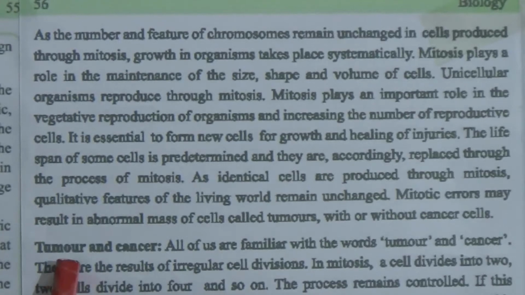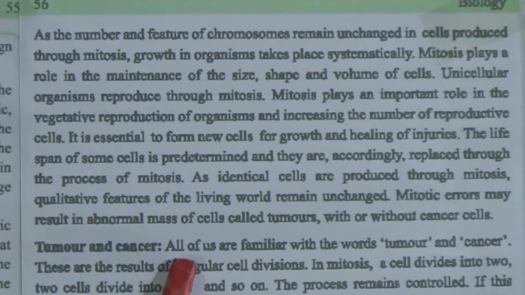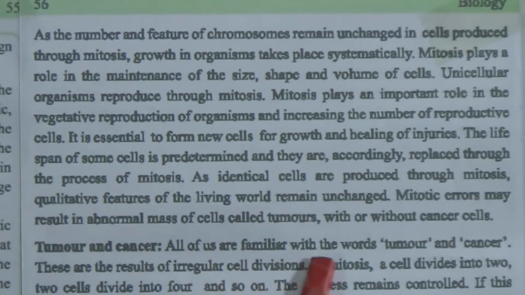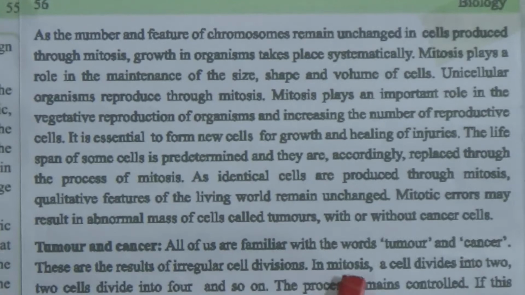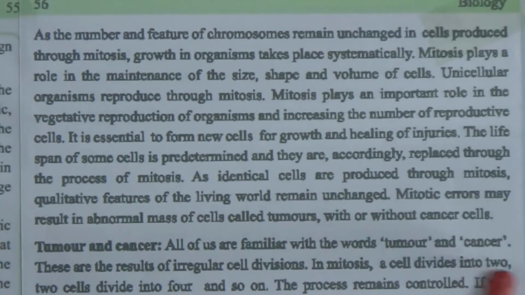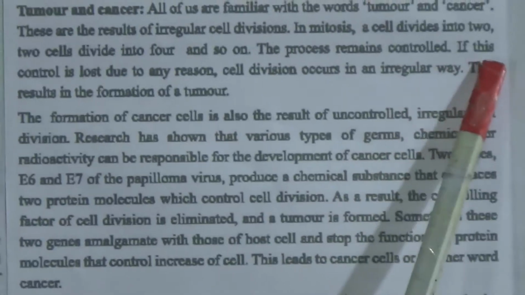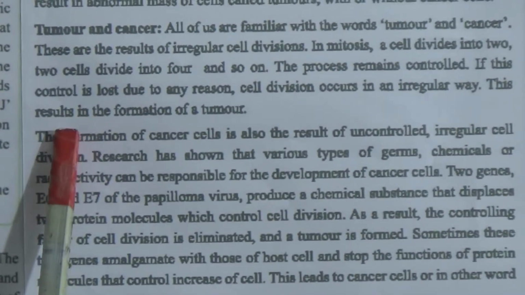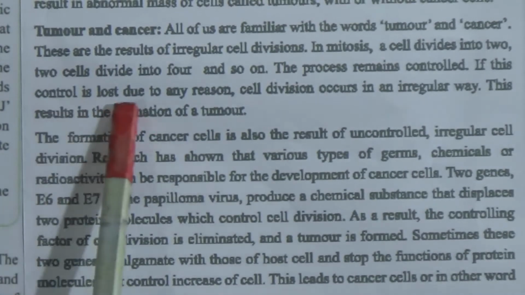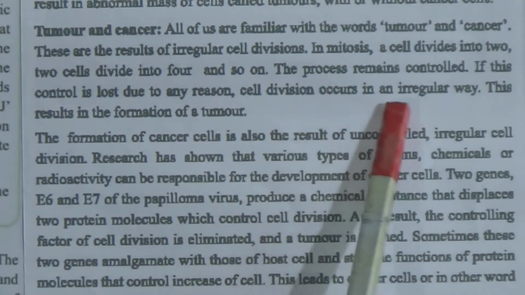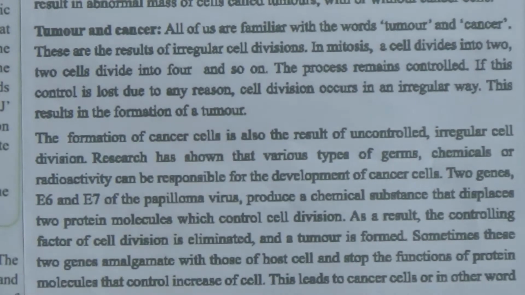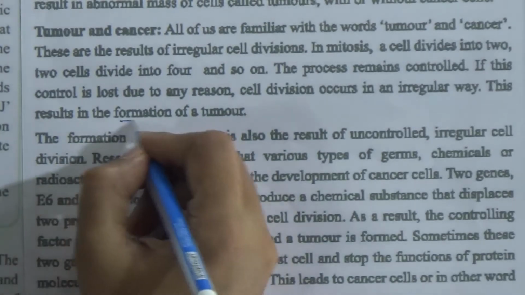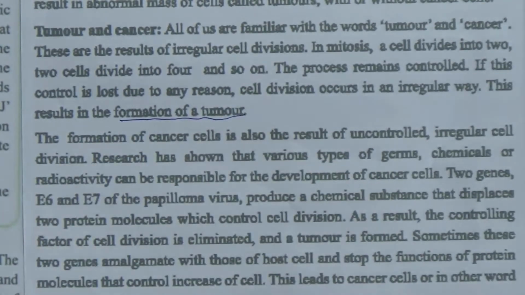Now we will discuss tumor and the cancer cell. All of us are familiar with the words tumor and cancer. These are the result of irregular cell division. In mitosis, a cell divides into two cells, divides into 4, and so on. The process remains controlled. If this control is lost for any reason, cell division occurs in an irregular way. This results in the formation of a tumor, and this is how the tumor is formed, that question answered.